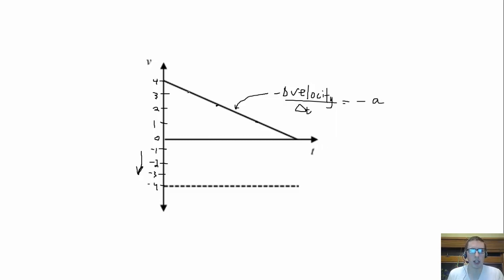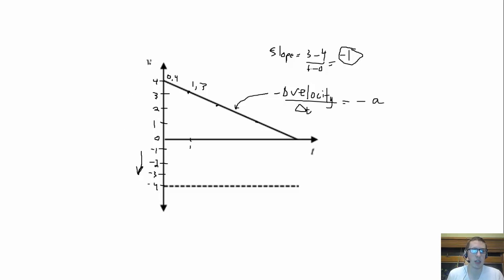Really, you could just calculate that out. We figure out the slope. Slope is y2 minus y1 over x2 minus x1. So we do 3 minus 4 over 1 minus 0. We get negative 1 over 1, or our slope is negative 1.